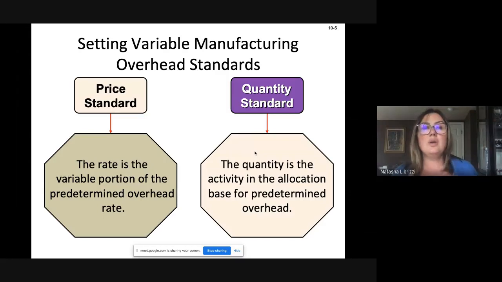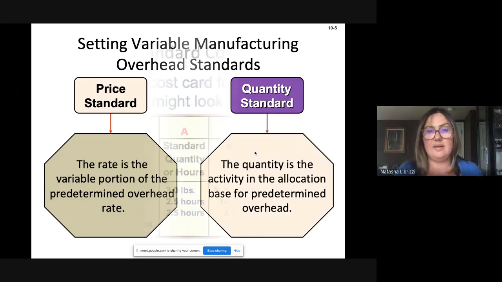Okay, so I do have stuff on overhead just to introduce it, but we're not going to do any calculation. So price standard, the rate of variable portion of predetermined overhead rate. So we're going to have overhead rate divided by hours, and that drives what you think your overhead should be per hour. And the quantity standard would be what it should take. But again, a lot of times it's based on labor. So this is why we're not covering it here.